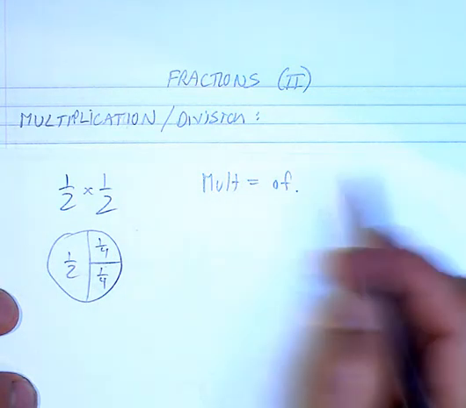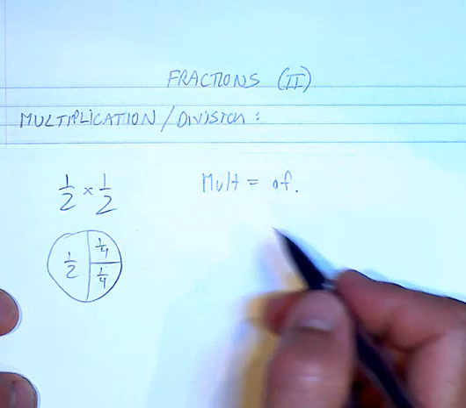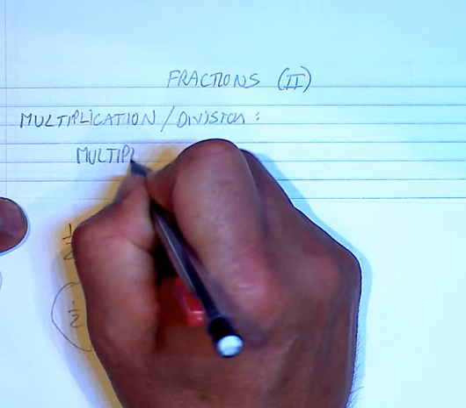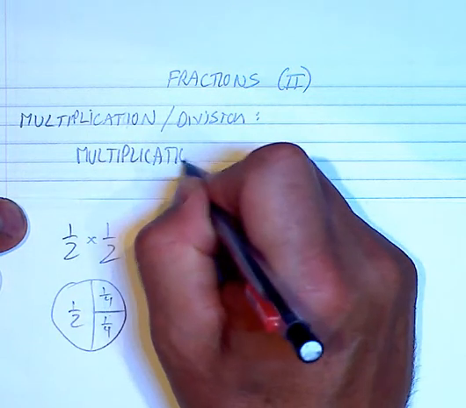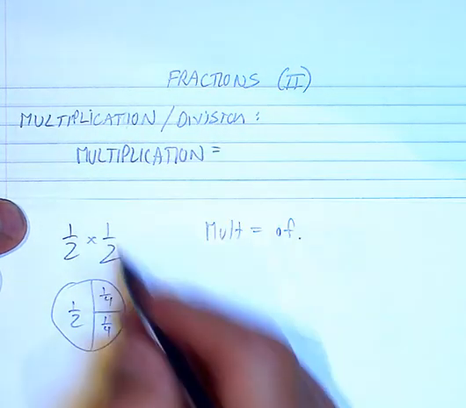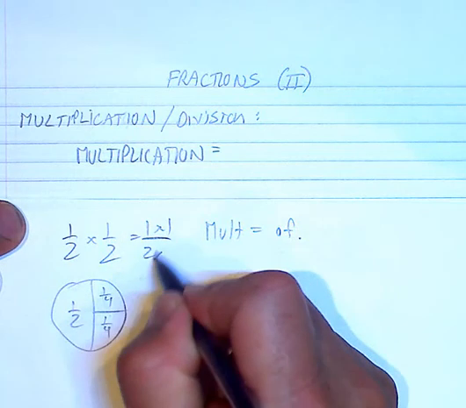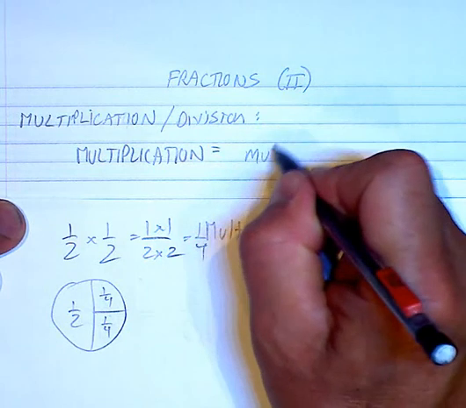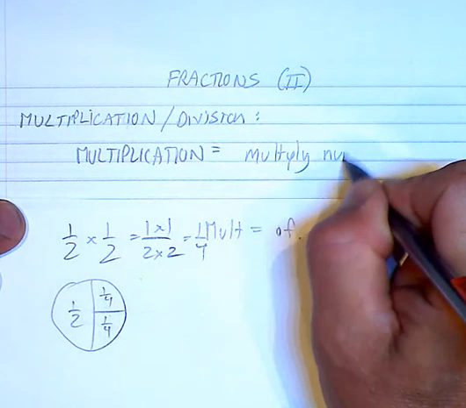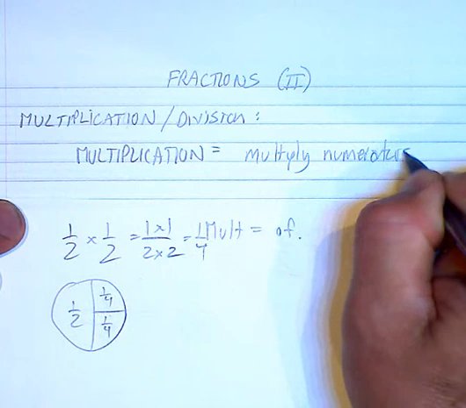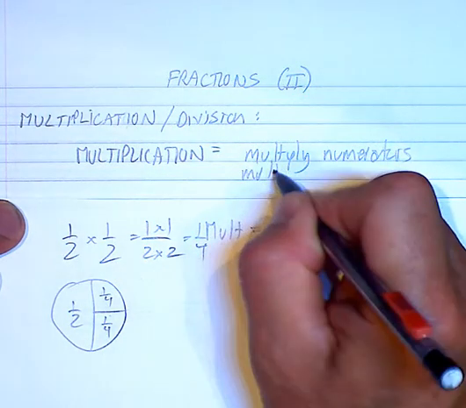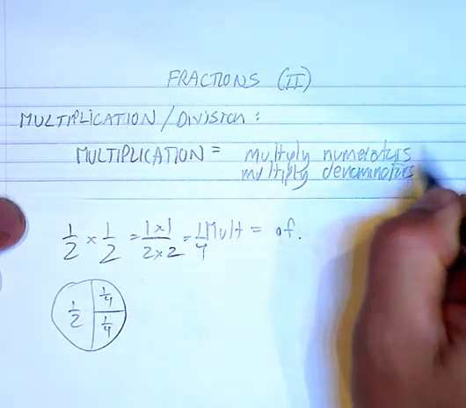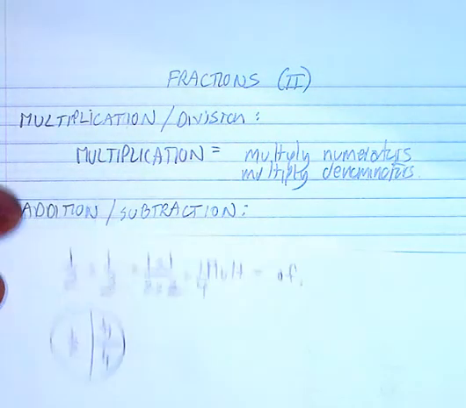And the easiest thing when we multiply fractions is you simply multiply the tops, so 1 times 1, and multiply the bottoms, 2 times 2, and that gives you 1/4. So you multiply numerators, and you multiply denominators, and then if you can, you simplify.